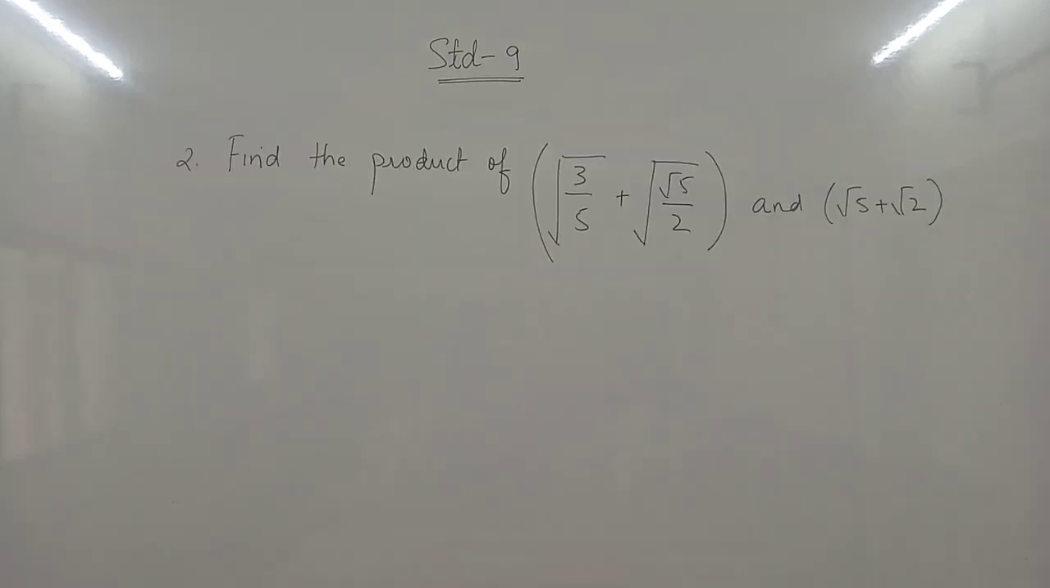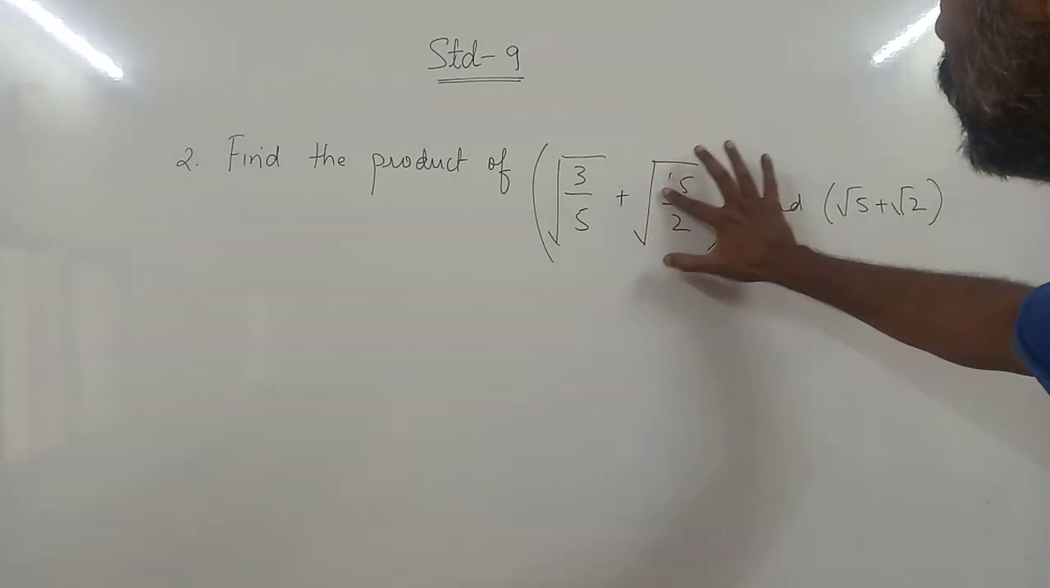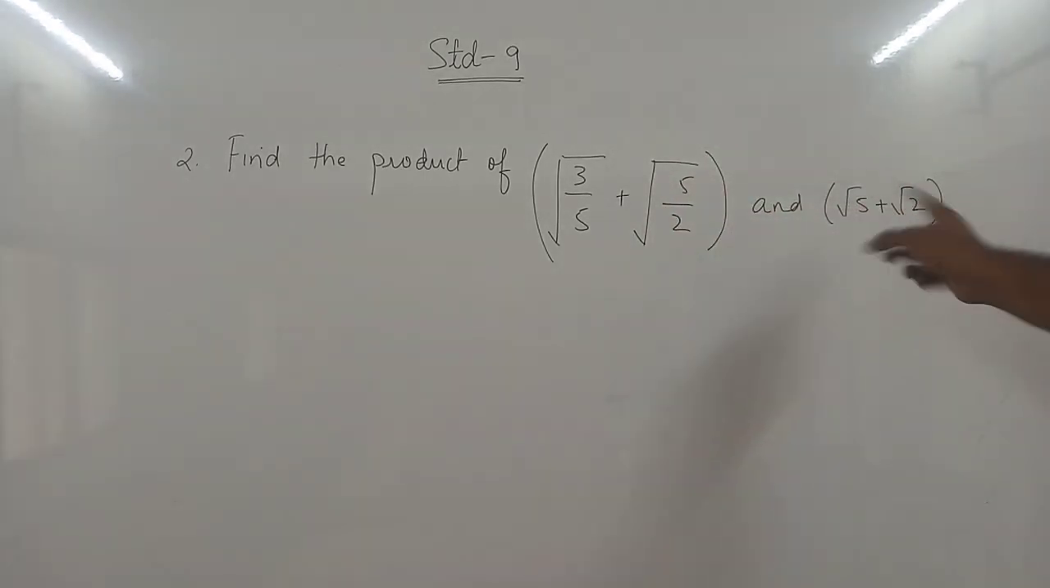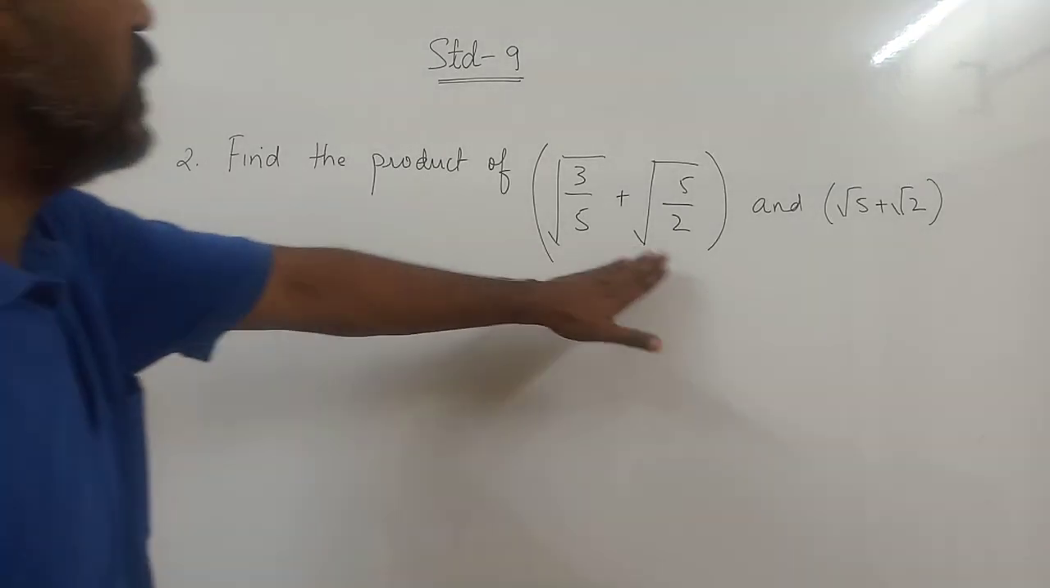In this sum, we have to find the product of these two numbers. One number is under root 3 by 5. Sorry, this is a mistake here. This number is under root 5 by 2, and you have to multiply these two numbers. So we have learned an identity. So first we'll use the identity and simplify this number.